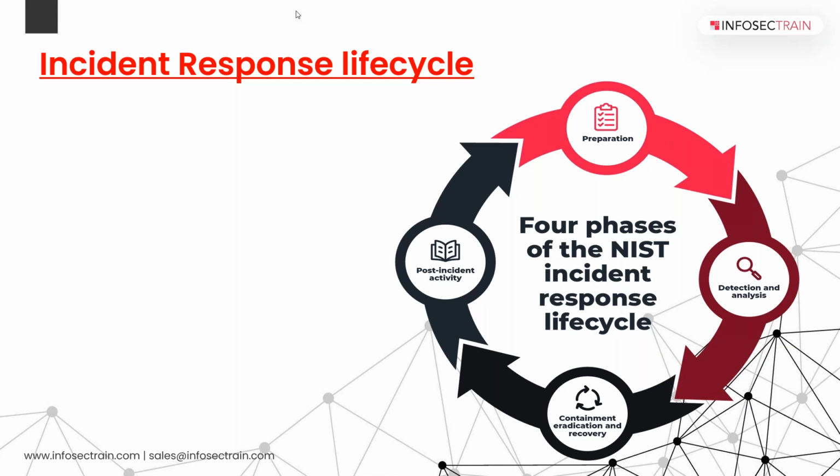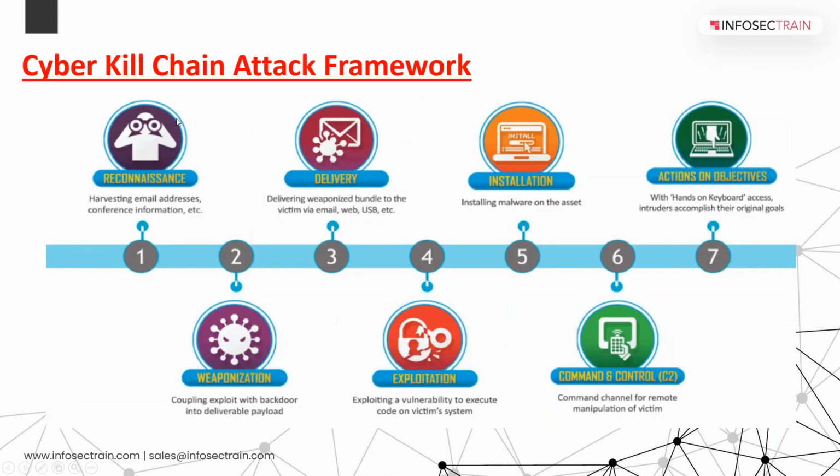Now next, we are going to find out how the attack has been done, how the hacker carries out an attack. We have phases and steps for it. We have a framework for it, the cyber kill chain attack framework. This kill chain framework will tell you the steps of an attack. At step number 1, reconnaissance. Step number 2, weaponization, then delivery, exploitation, installation, command and control, and action on objective.